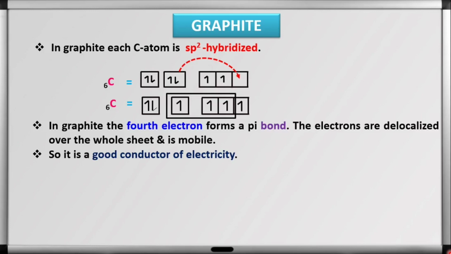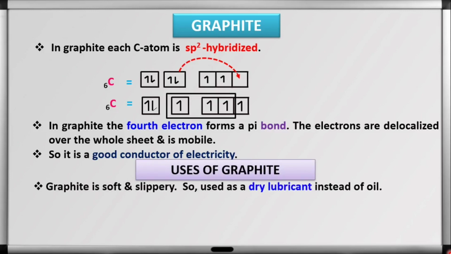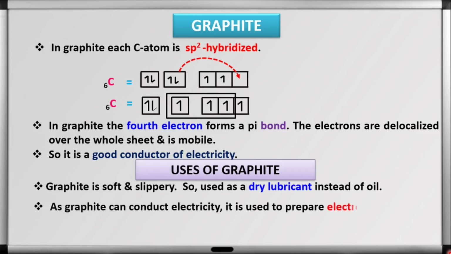After that we look at some important uses of graphite. See here, first one, graphite is soft and slippery, so it is used as a dry lubricant instead of oil. So तो dry lubricant म्हणून use होतो. As graphite can conduct electricity, it is used to prepare electrodes. So graphite electrodes are also important because आपण next point मध्ये बघणार आहोत how to use the graphite electrode to prepare the fullerene. graphite electrode कसे यूज होतात फुलरीन प्रिपेअर करण्यासाठी ते आपण बघणार आहोत.